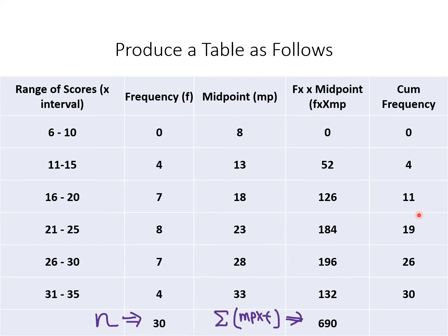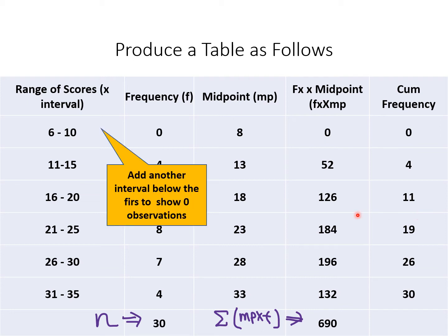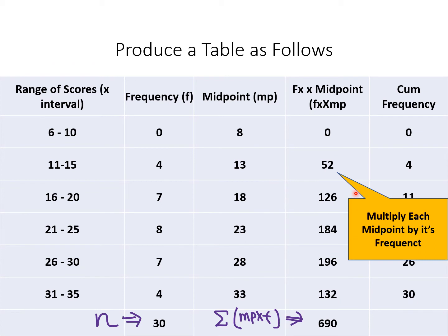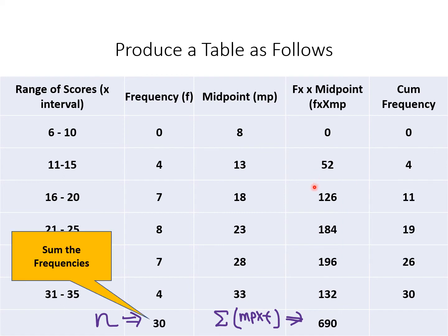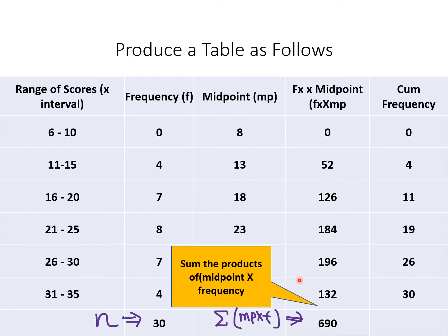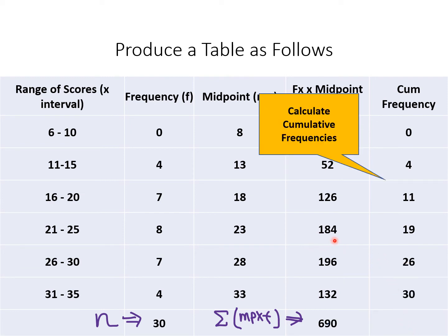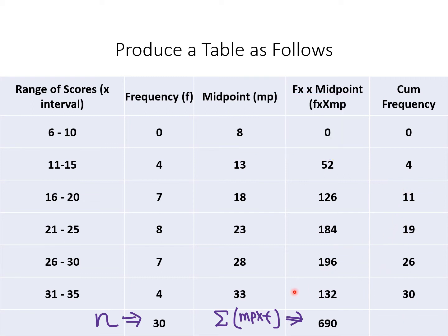Right, now on to our next slide. Just before we do that, we find the midpoint of each interval. We multiply the midpoint by the frequency to give us that. That's just going over it again. We'll sum the frequencies and we'll sum the midpoints by the frequency to give us that 690, and we'll divide that by 30. And as we said, we're going to put in the cumulative frequencies.